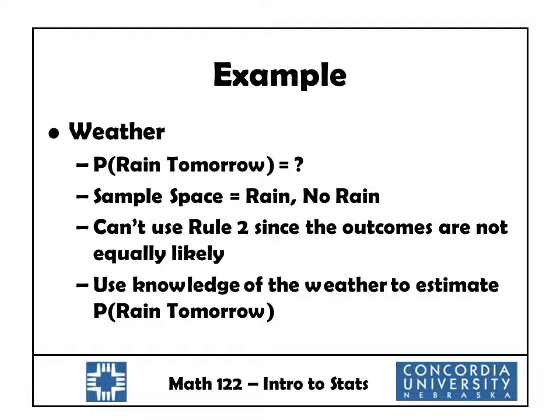Nor can we use Rule 1. We can't repeat the procedure of the weather tomorrow over and over again and count the number of times that it rains, divide that number by the number of trials. That just doesn't work. So instead we use knowledge of weather to estimate the probability. So we look at the radar and we see that there's a rain system moving in, or maybe it's moving away from us, or whatever the case may be. But they just use knowledge of weather and their available tools to estimate that probability.